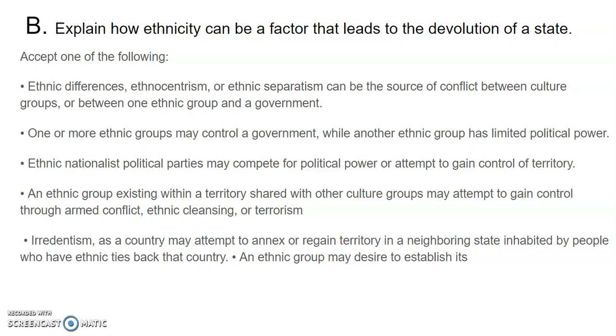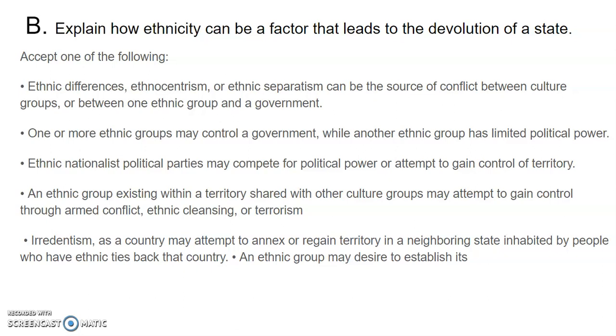group and a government. 1 or more ethnic groups may control a government while another ethnic group has limited political power. Could be that ethnic nationalist political parties may compete for political power or attempt to gain control of territory. Can be an ethnic group existing with a territory shared with other culture groups may attempt to gain control through armed conflict, ethnic cleansing, or terrorism. Could be irredentism, which is when a country may attempt to annex or regain territory in a neighboring state inhabited by people who have ethnic ties back to that country.